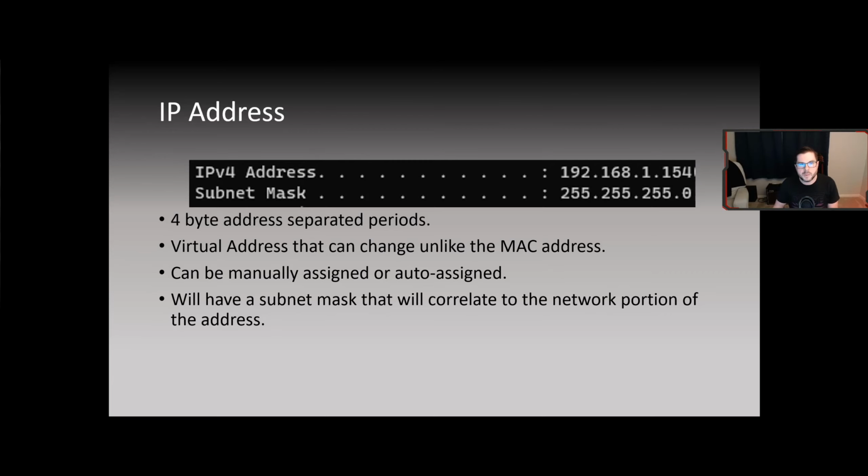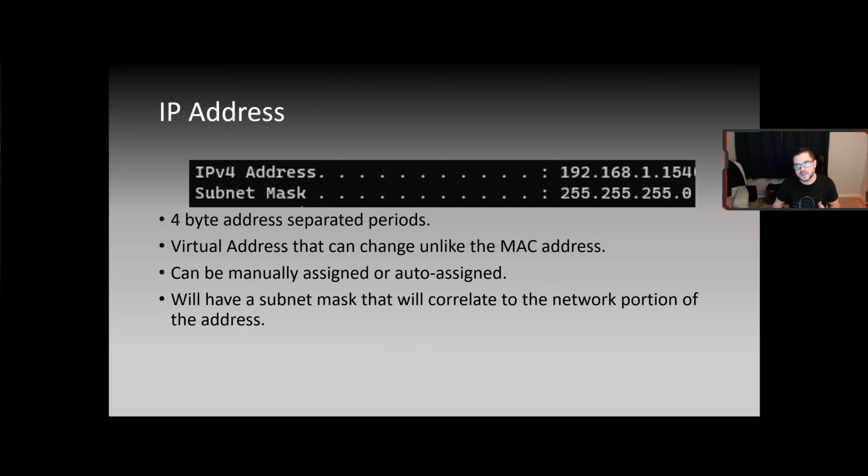So your IP address for version 4 is a 4-byte address separated by periods. So a lot of you are going to be very familiar with the 192.168.1 or .100. I mean, it depends on what your router at home really auto assigns.